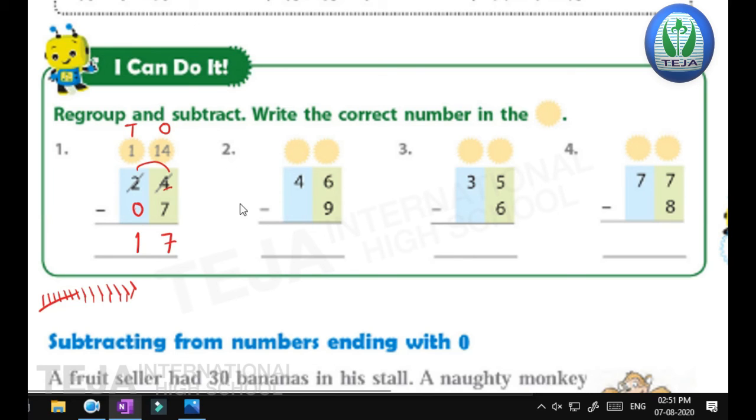Next, the second one. Here the numbers are 46 minus 9. See, in ones place 6 and 9 are there. We can't subtract 9 from 6, as 6 is the smaller number, 9 is the bigger number. So what do we have to do? We should regroup. That means we should take 1 ten from 4. So if we take 1 ten from 4, what happened? 4 will become 3. And here 1 ten is equal to 10 ones, and in ones place 6 is there. 10 plus 6 equal to 16.